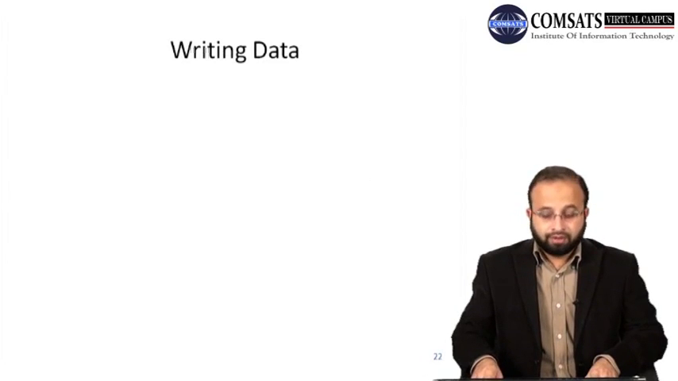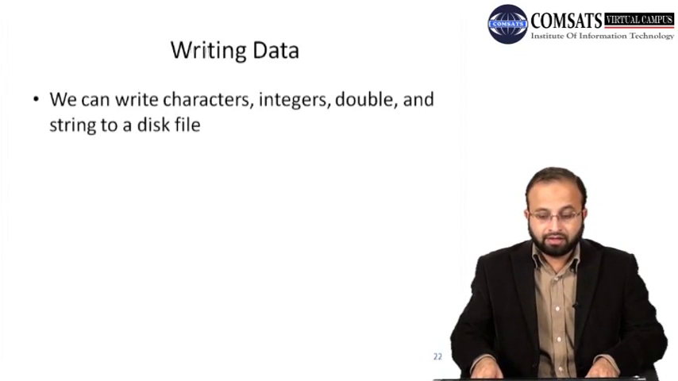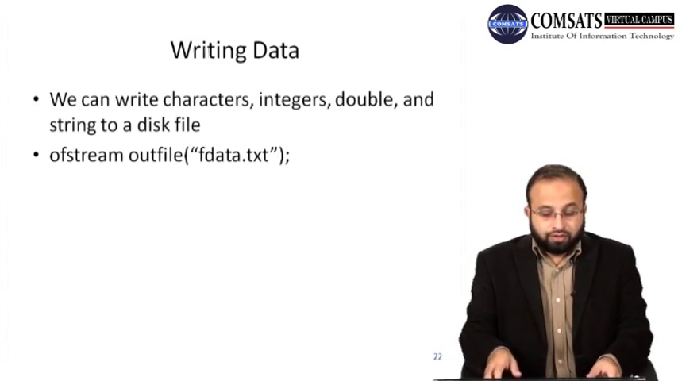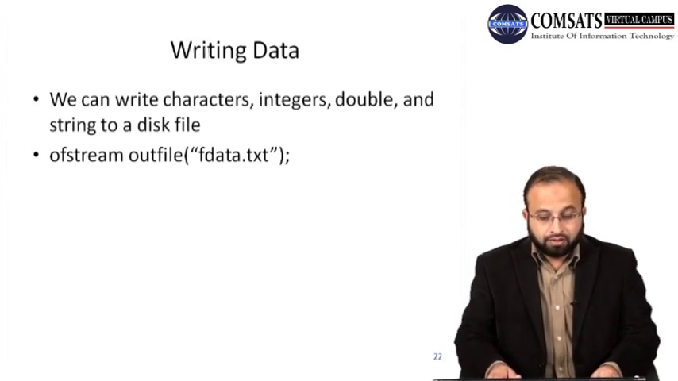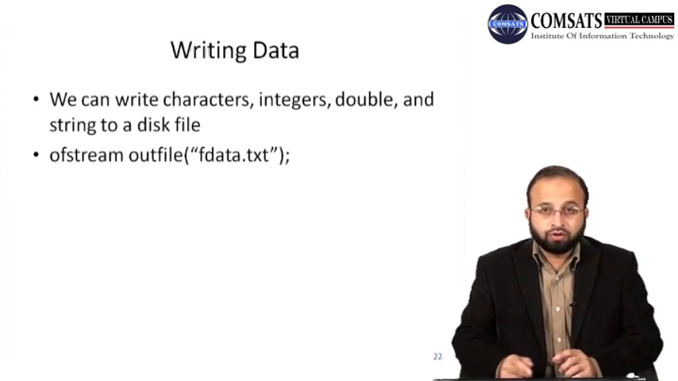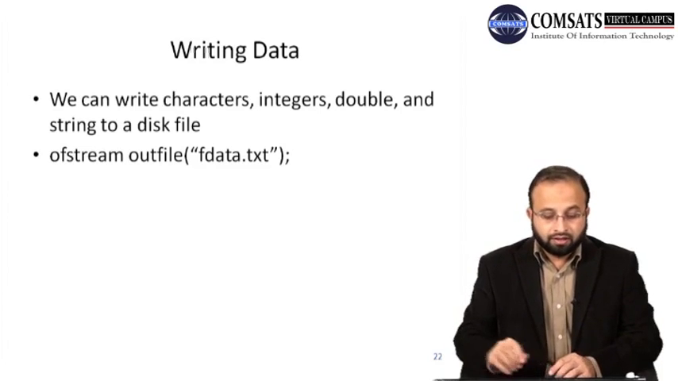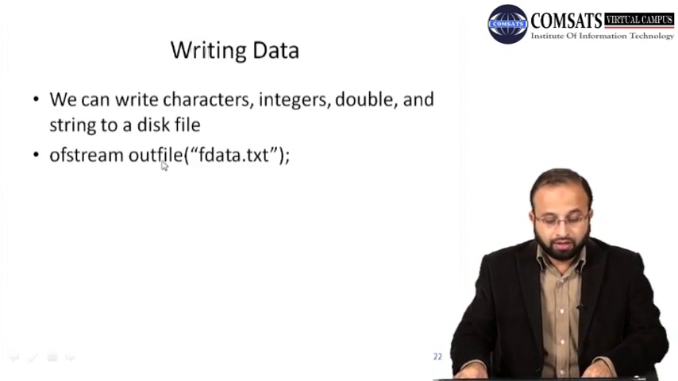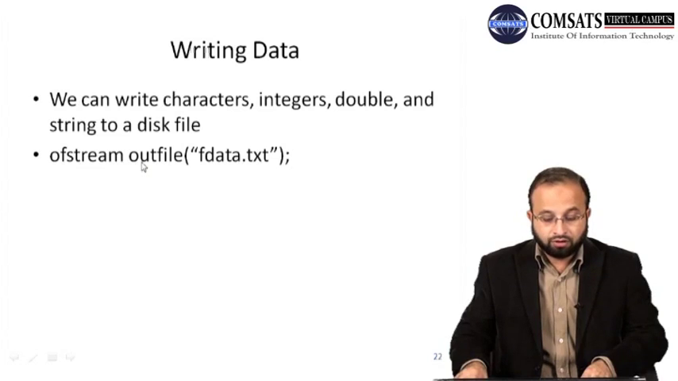Now writing data in a file, we can write characters, integers, doubles and strings to a disk file. So writing के लिए, that is the output operation. You are writing something from your program into a file. So you create an object outfile, the object of the ofstream class, output file stream class का object, एक नया output file. The name of the file is fdata.txt. It will create the fdata.txt file and open that file.